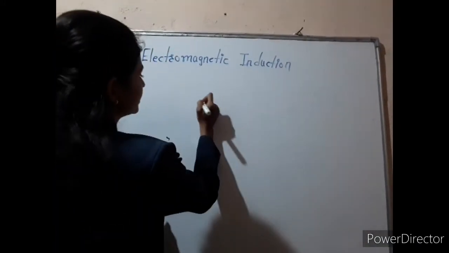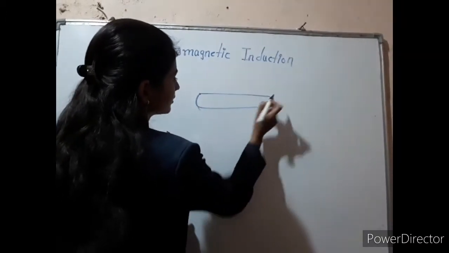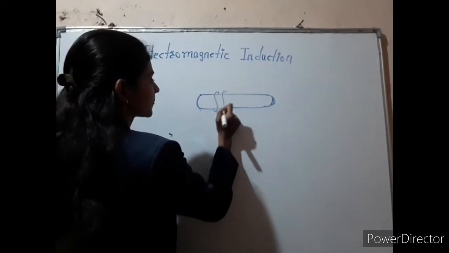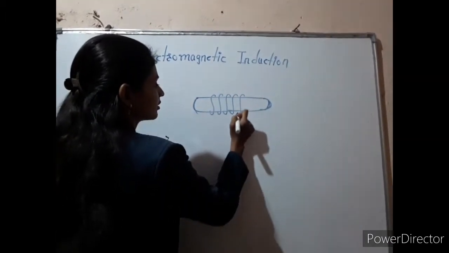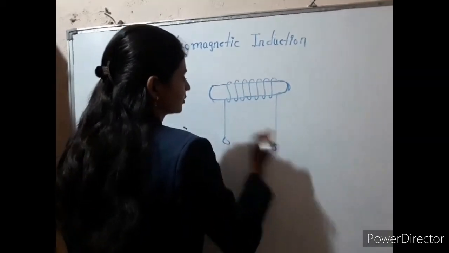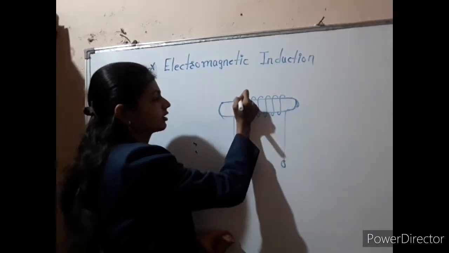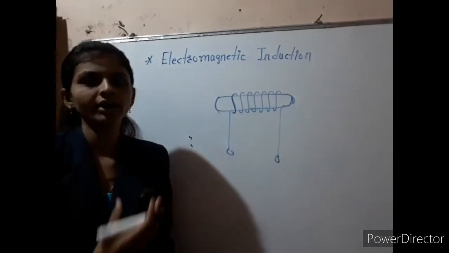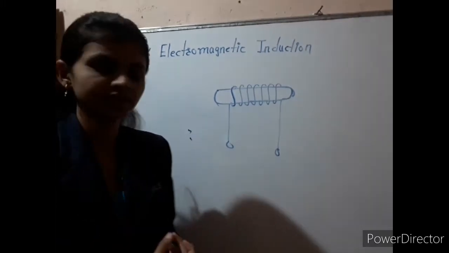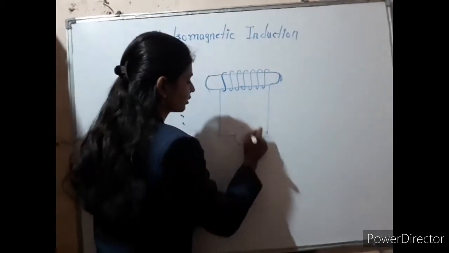Okay, so here you can see here one cylindrical body is there. Then we have to own some conducting wire. Okay, so this one is a cylindrical body, and these are the copper winding or any material you can select which can transfer the electricity. So at the end of the wire you have to connect one galvanometer.